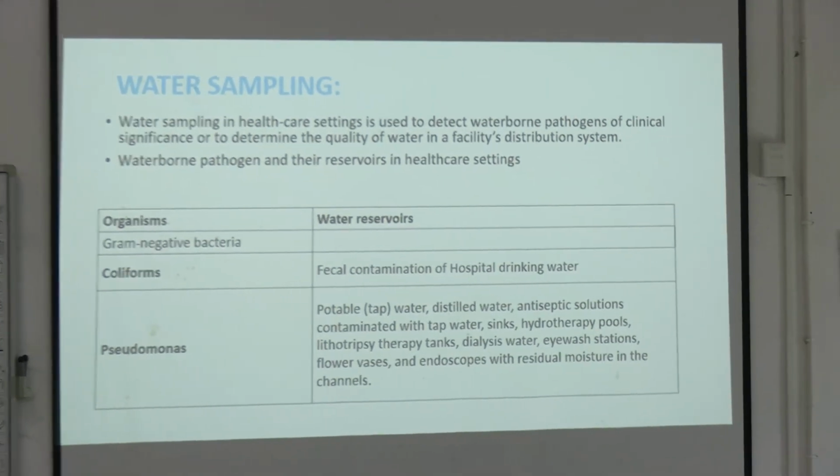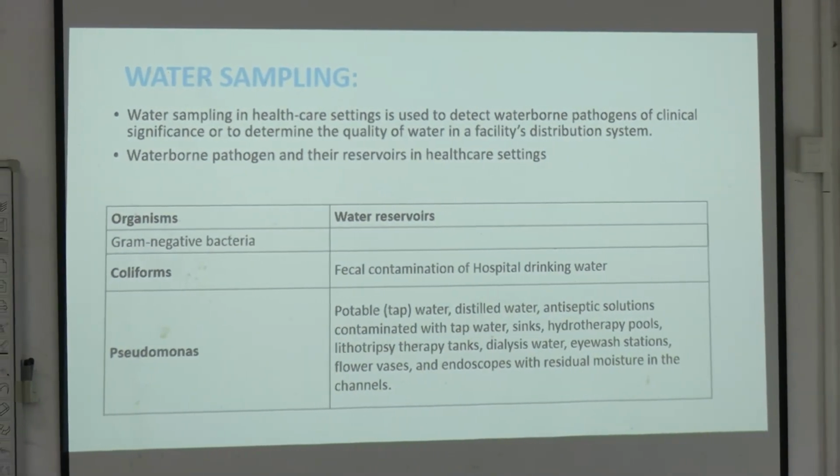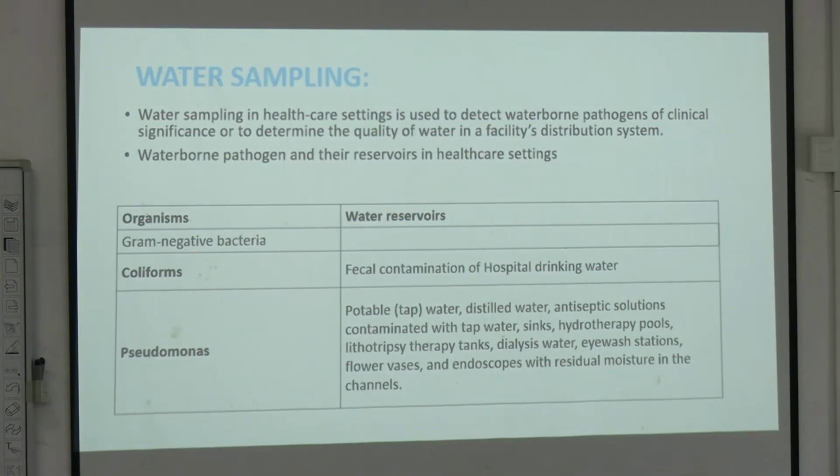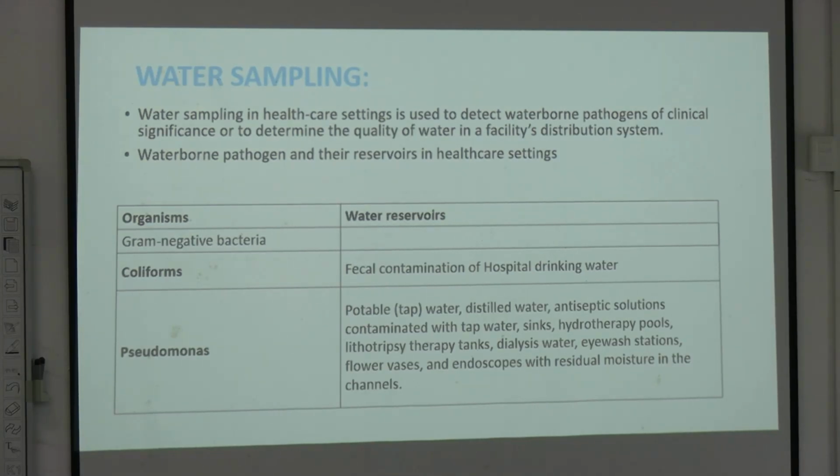Okay. Now, coming to the water sampling. Why do we require a water sampling? Why do we need water, what is water used for in the hospital? Scrubbing. Okay, so you need water in the OTs for scrubbing. Okay, next, do you need water in the wards or ICUs? What is the water needed for in the ICU?